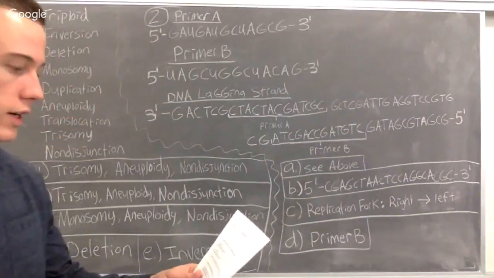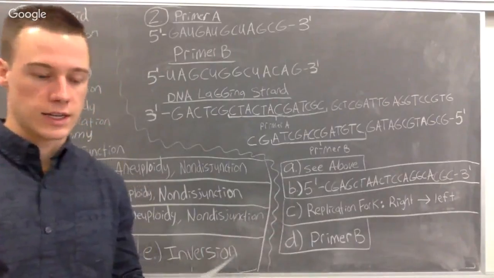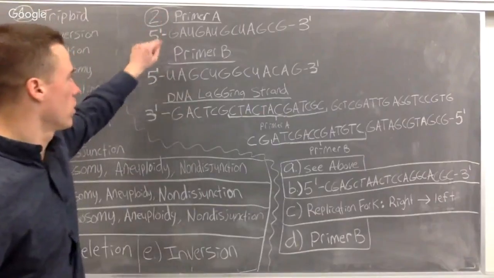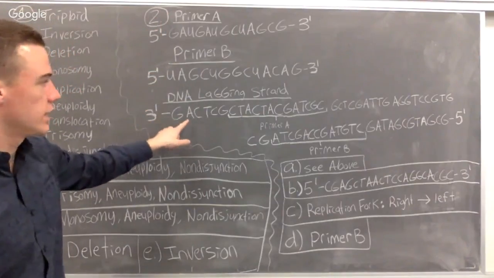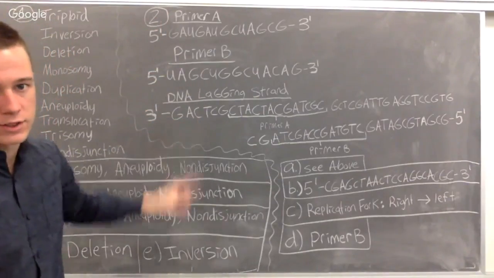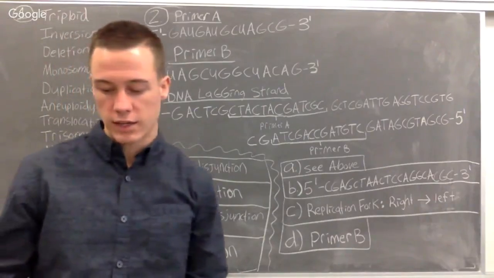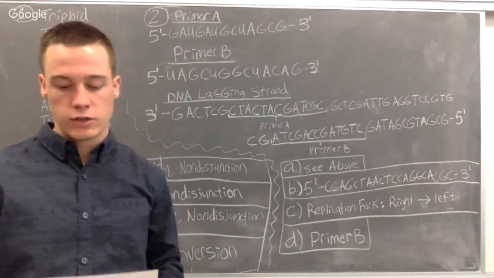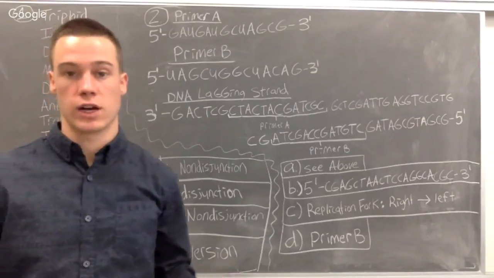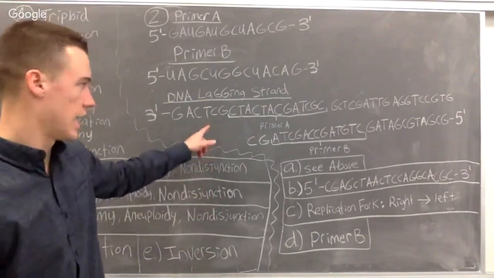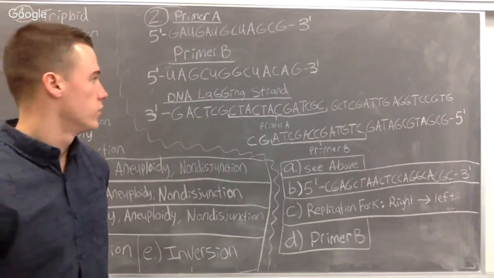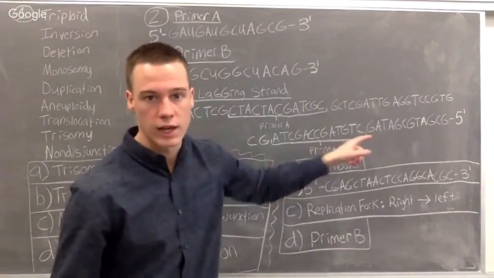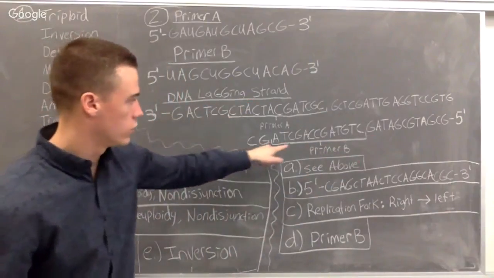Number 2 is talking about an E. coli DNA sequence, and we're going to talk about replication. It gives us two primers, primer A and primer B, and it talks about the DNA lagging strand. The reason we know it's the lagging strand is because it says the newly synthesized DNA will be synthesized as Okazaki fragments, which deals with the lagging strand of the DNA. I wrote that out here. It's kind of long, so I had to make it into two lines, so that's just a continuation there.